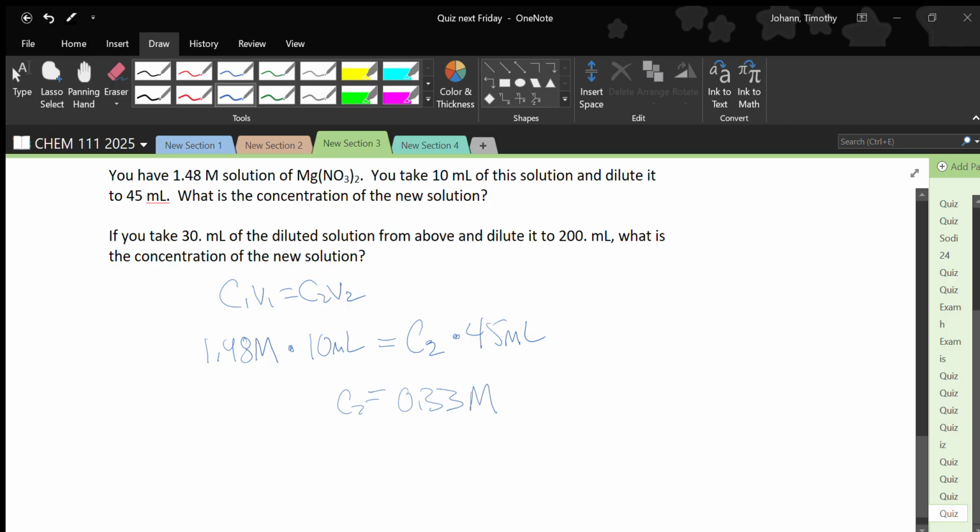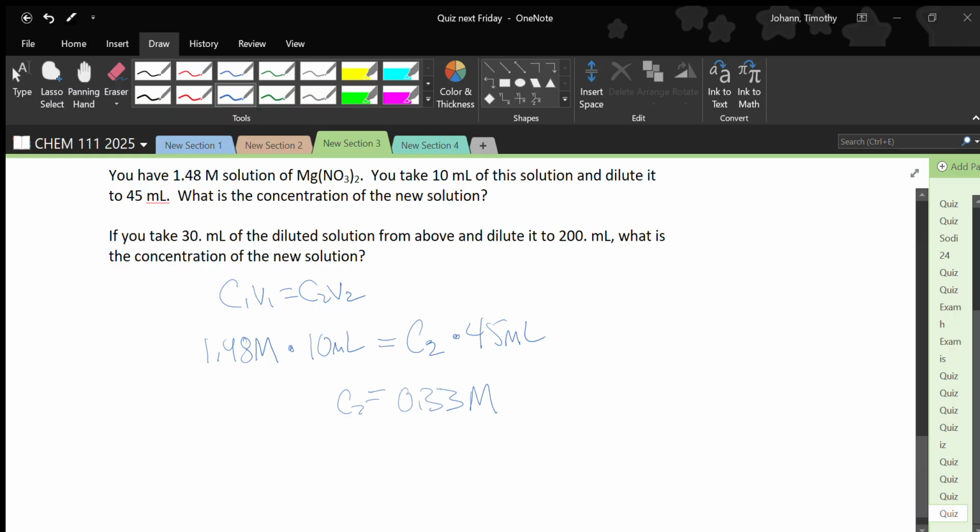3.33 molar. Why did I say it can't be right? This is a number sense thing. Whenever I'm doing these sorts of things, I'm checking. You should try to practice checking. I put it in my calculator, I got a number out. Does that number look right?